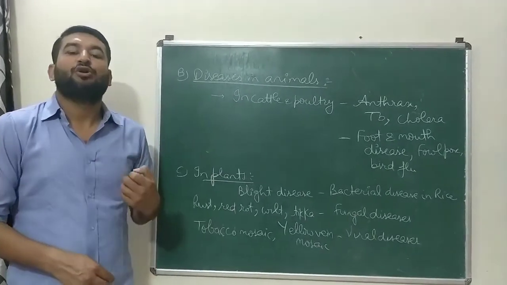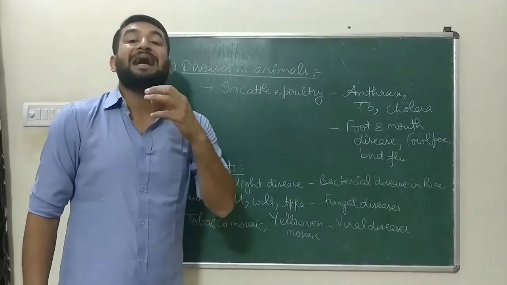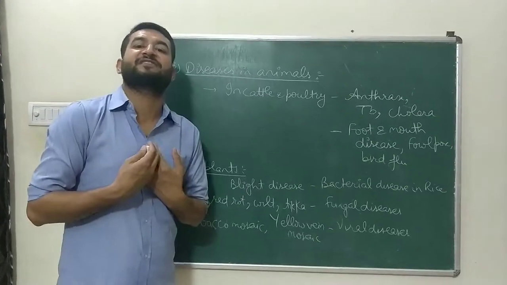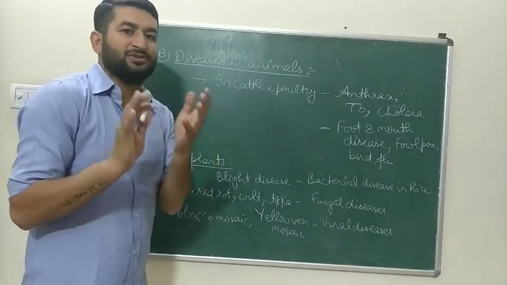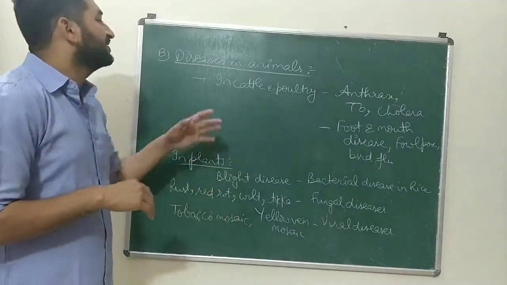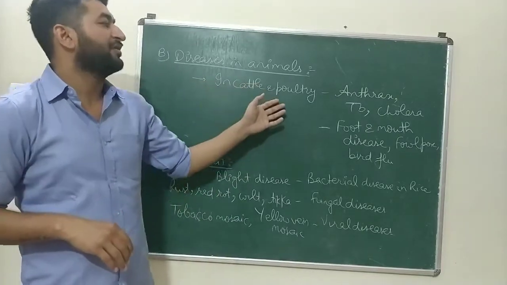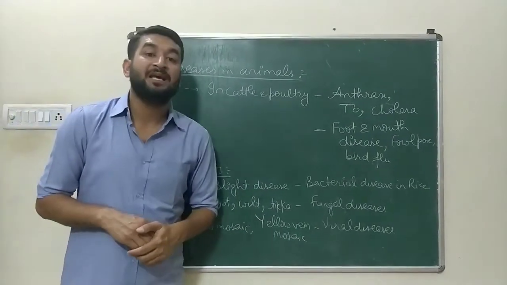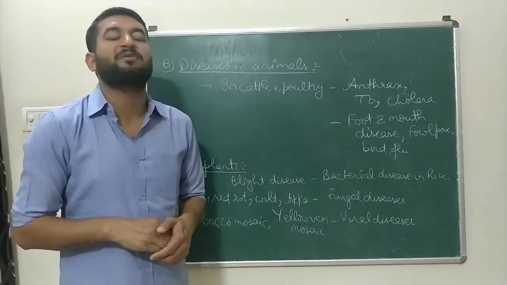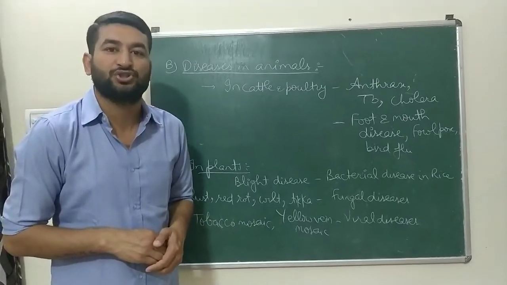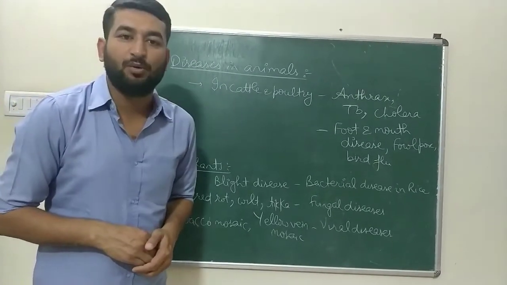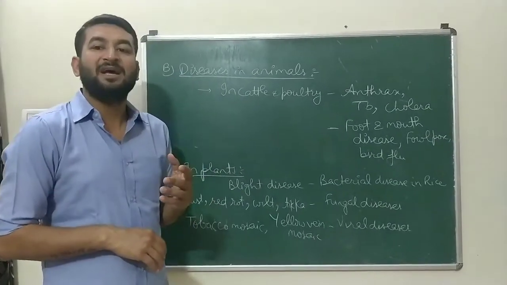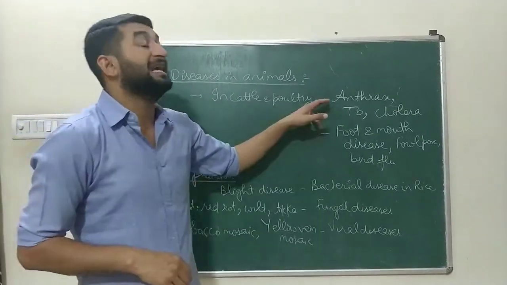The various pathogens also cause diseases in various animals. Cattle and poultry farming are very much affected by these pathogens, bacteria and viruses. A bacterial disease in cattle and poultry farming is anthrax. Anthrax is caused by a bacterium named Bacillus anthracis, which was discovered by Robert Koch, R-O-B-E-R-T, K-O-C-H. Robert Koch was the scientist who discovered Bacillus anthracis, which causes the disease anthrax.